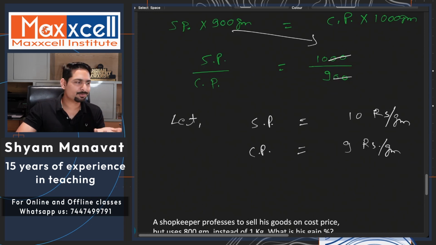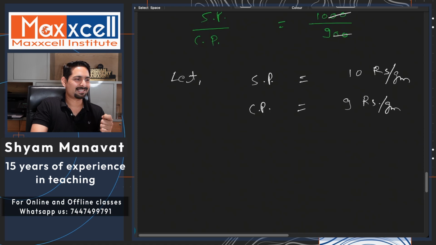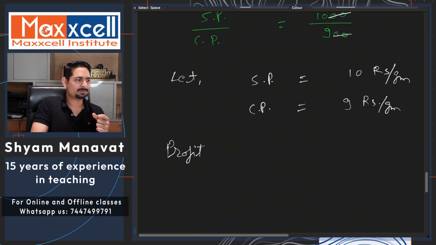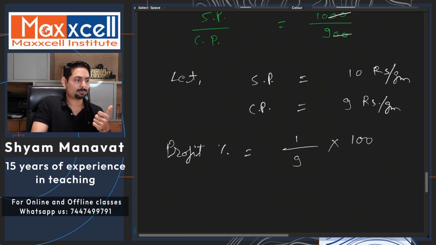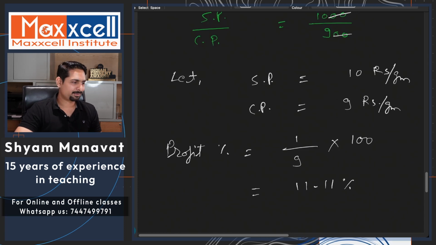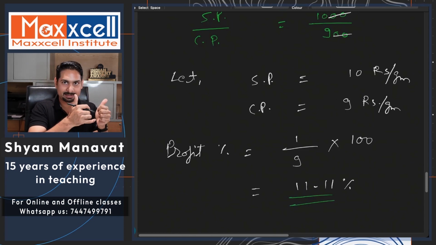At least now you can tell me that selling price is more. Yes, selling price is more. If selling price is more, then there is a profit. Okay, there is a profit. What is the profit percentage? Difference is 1 by cost price, which is 9. Yeah, profit percent we calculate on the cost price into 100. 1 by 9 into 100 is 11.11%. Okay, that's the profit percentage. Right? I hope that's clear.